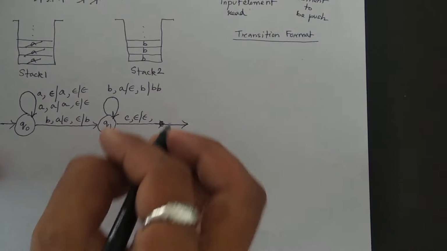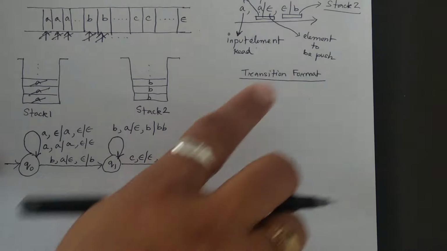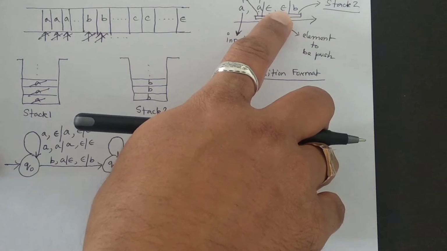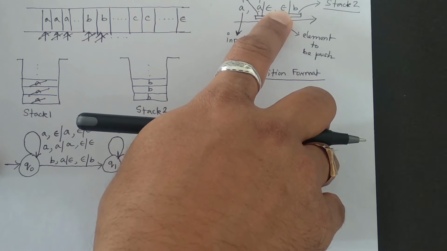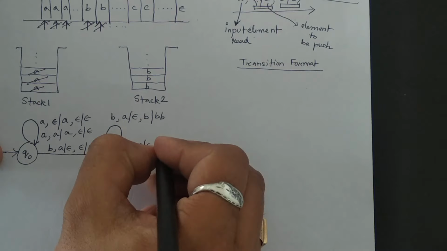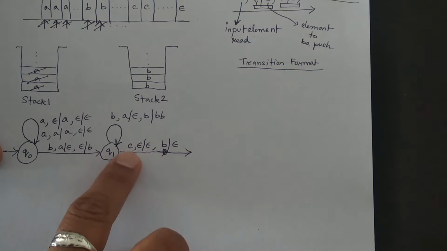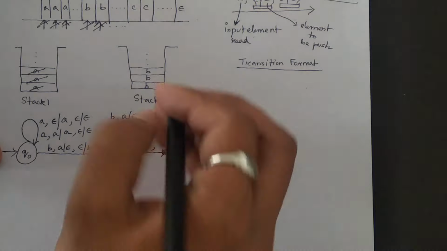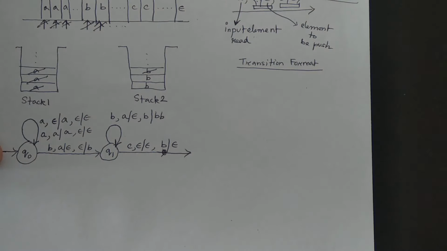Stack number 2 will be left out with. What is the top of the stack? Top of the stack is B. Correct? And is there any element to be pushed? Nothing. That means B, epsilon. This means on seeing the first C, top of the stack B will be eliminated.